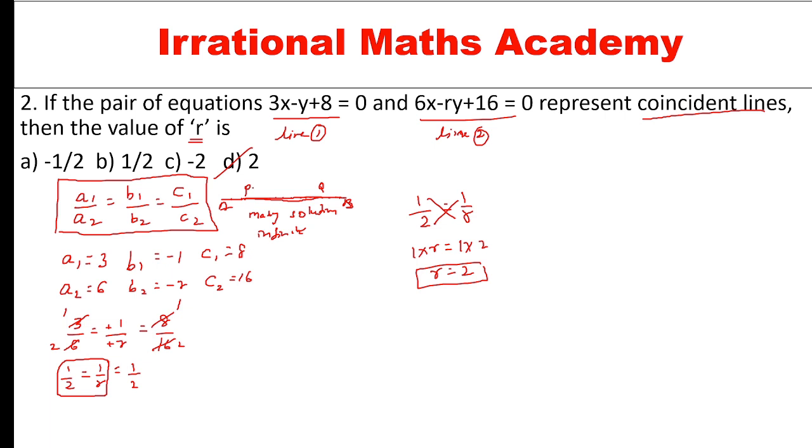Is this clear? You have to remember the conditions. If it is intersecting lines, or if it is a parallel line, or if it is a coincident line, what are the conditions you have to remember? Next.